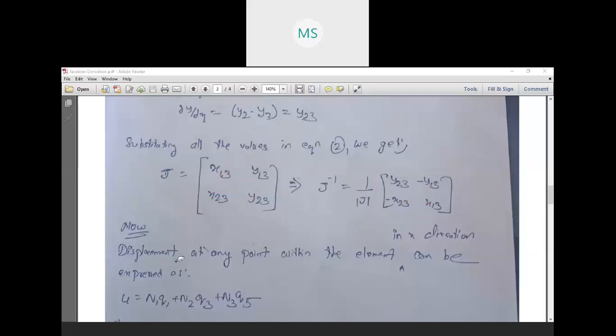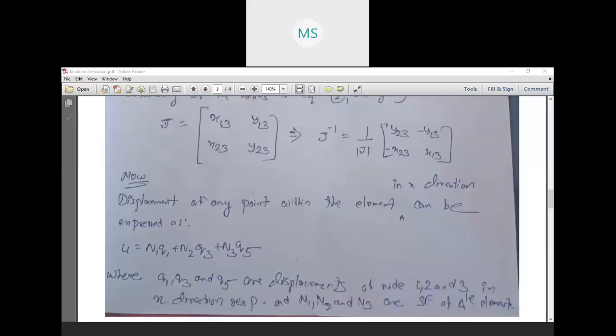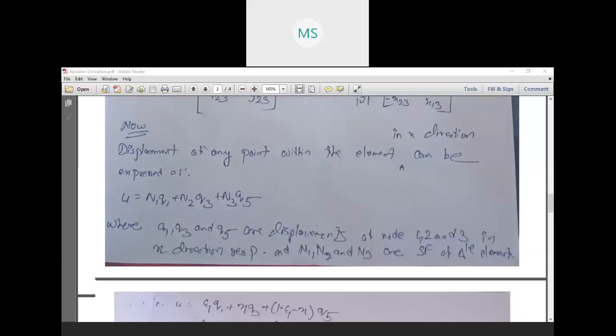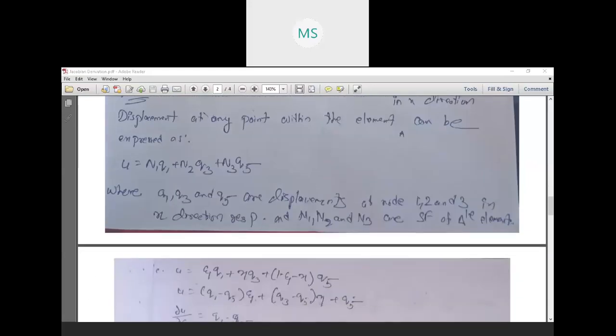So now the displacement at any point within the element in the x direction is expressed, and now we want to find the displacement in the x direction. So that will be u equals N1 q1 plus N2 q3 plus N3 q5. Mind it, 1, 3 and 5 here. You can see there is no direct connection. Not 1, 2 and 3.